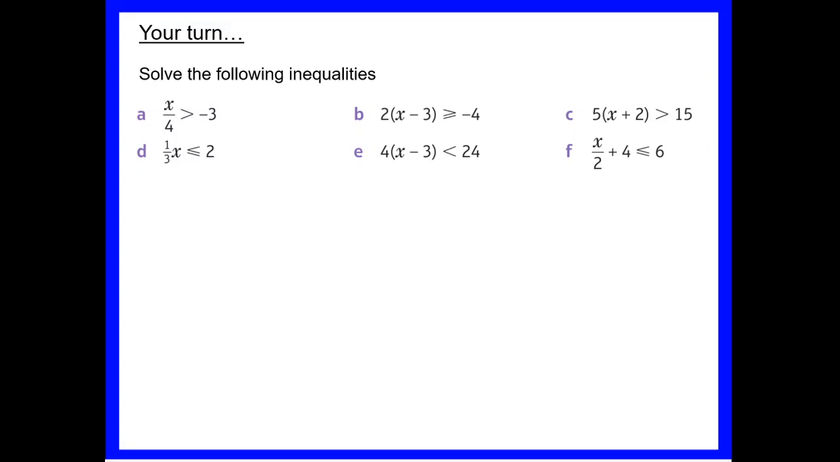Okay, let's have a look at the answers for these then. So for A, to get rid of our divide by 4, we're going to multiply both sides by 4, so x is greater than -12.